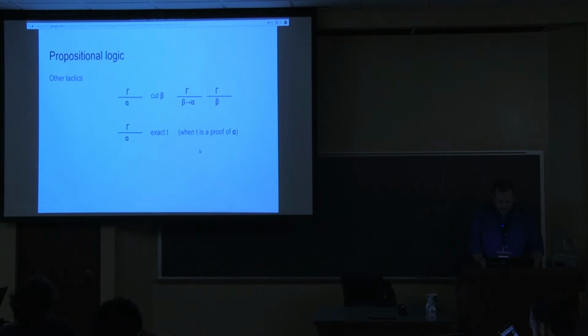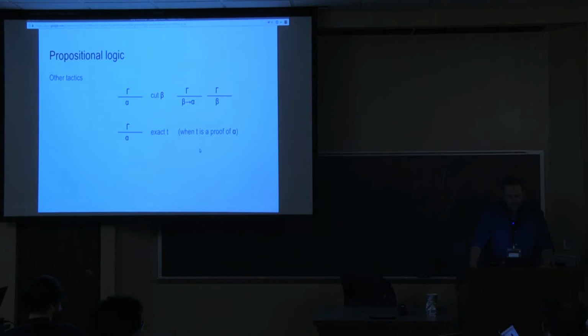There are a couple of other tactics. This one, cut, is used for basically reordering and managing long proofs. You cut in the middle of your proof. We are trying to prove alpha from some big context, but you know an intermediate step that is easier to prove. So you cut in the intermediate step, prove that separately, and then use that to prove alpha. It's more like a reorganization thing.